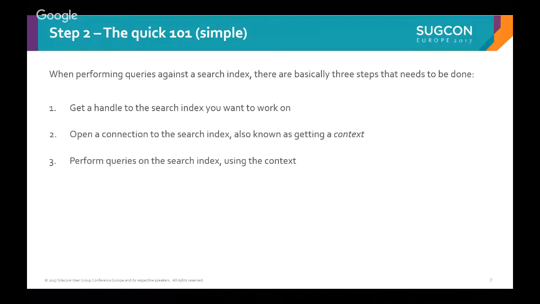This is kind of like, for those of you who may or may not have used this API, using the Entity Framework and getting a context to the database you can work on. Once you have that, the last bit is that you say, now I want to execute a set of search queries against this search index, and you can get results back.